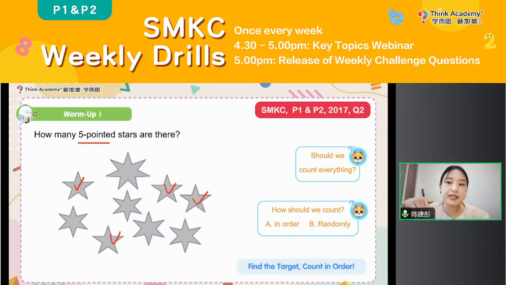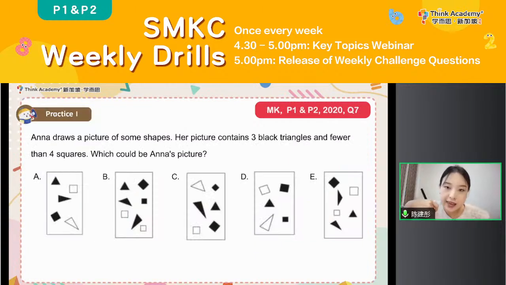Okay, so this time, let's have a look. This is a kangaroo question in 2020, question 7. Let's read the question together, everyone. Anna draws a picture of some shapes. Her picture contains 3 black triangles, and fewer than 4 squares, which could be Anna's picture.